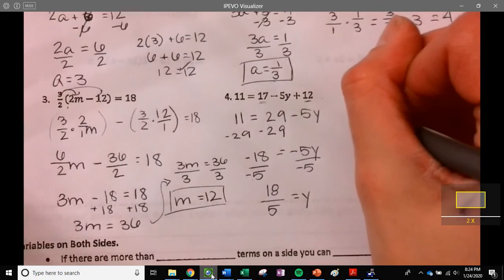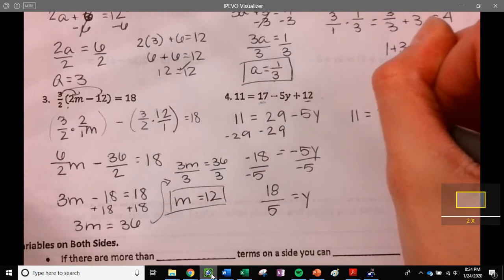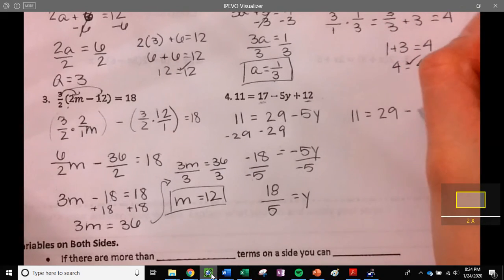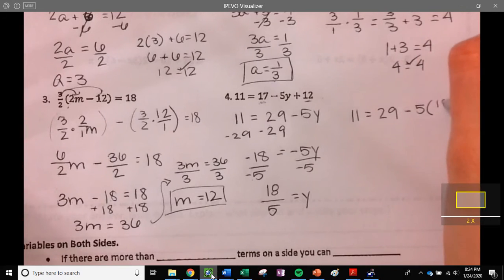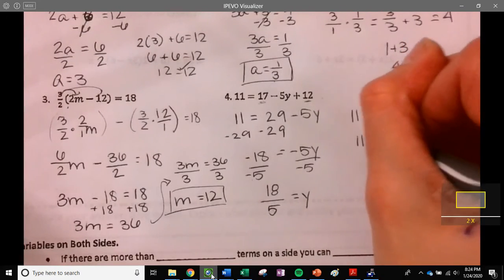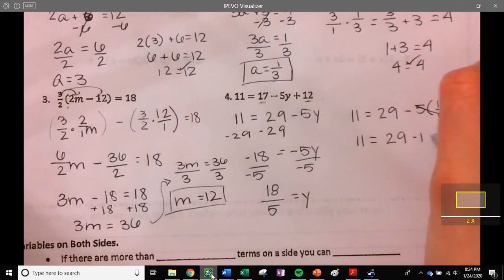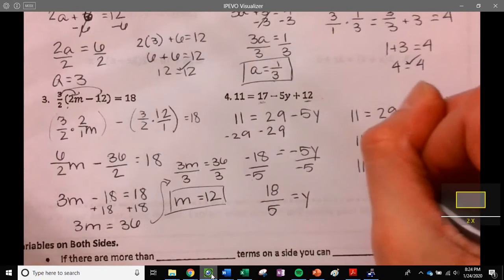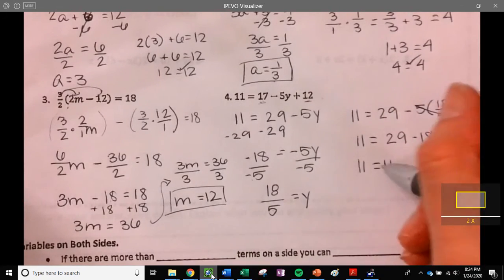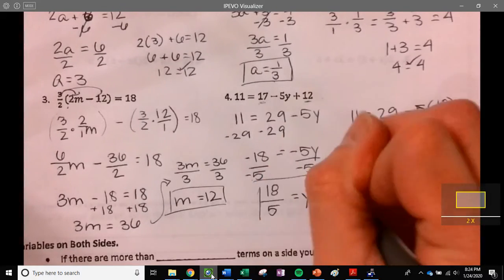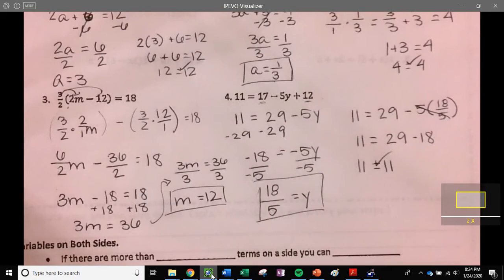So I'm going to say 11 equals 29 minus 5 times 18/5. So these cancel each other out. And we've got 11 equals 29 minus 18. If I actually do the math and combine those terms, 29 plus negative 18, it gives me 11. So that is true. This is our solution, 18/5.